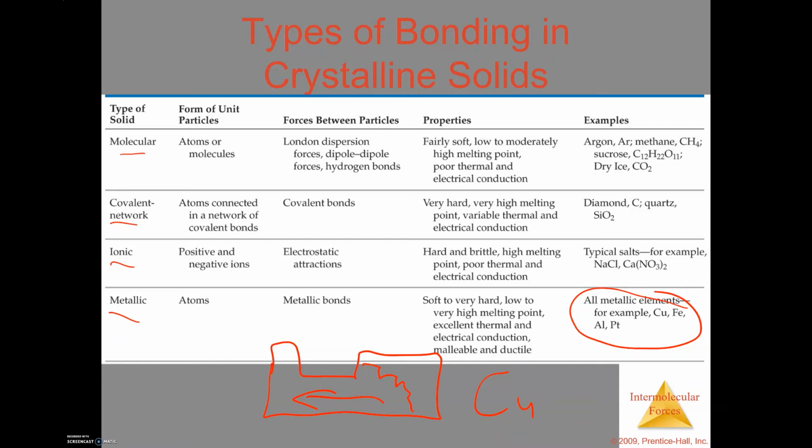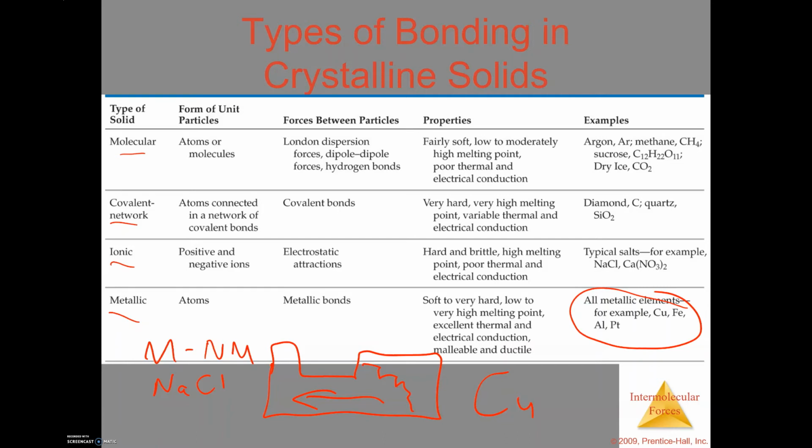Now, ionic is the next easiest one. Ionic solids are formed by metals bonding with nonmetals. A good example would be NaCl. Na is a metal, Cl is a nonmetal, put together they make an ionic solid.